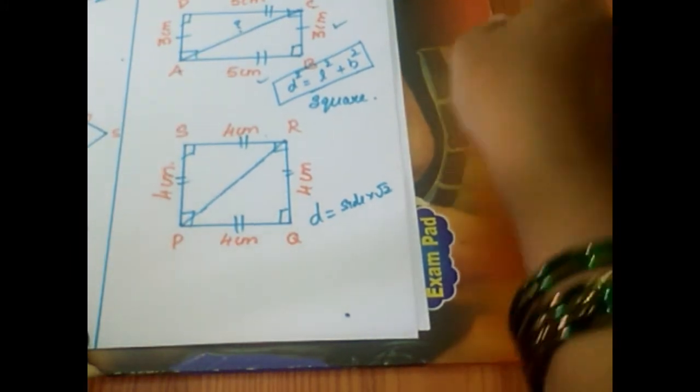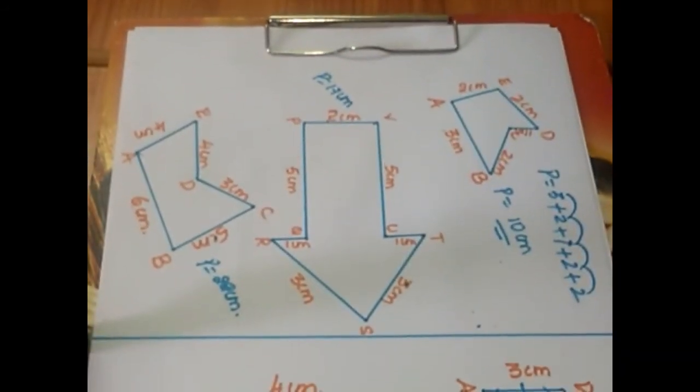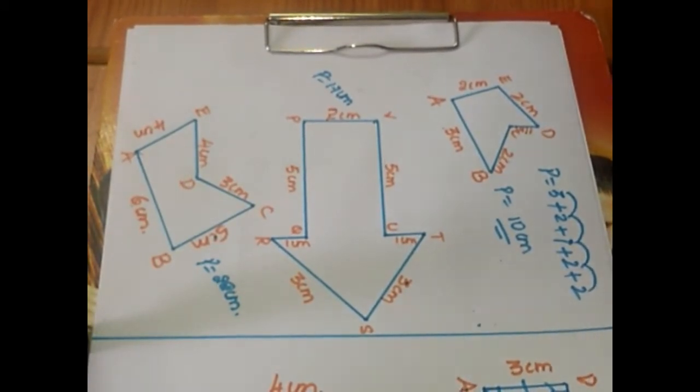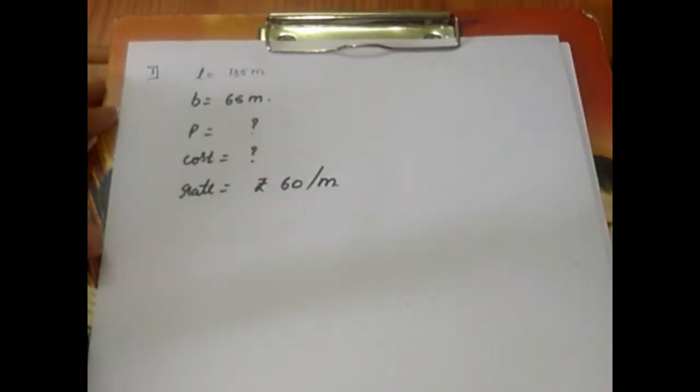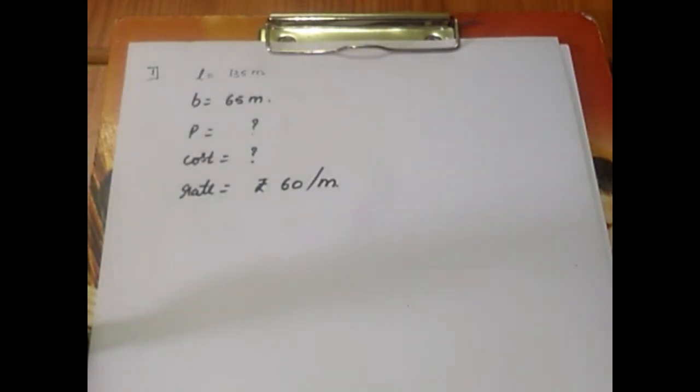Okay. So the first important concept to be understood in this particular chapter is, as soon as you read the question, children, list out first what is given, what has to be calculated, then choose which formula should be applied to calculate the required solution. Look at the question in your textbook. The length and breadth of a rectangular plot are 135 meter and 65 meter. Find its perimeter and the cost of fencing at the rate of rupees 60 per meter. So this is the given question.